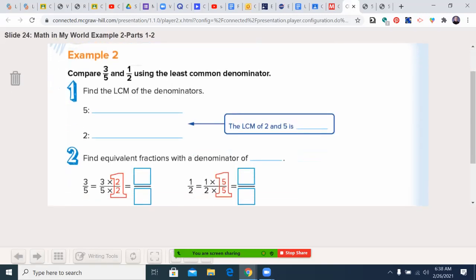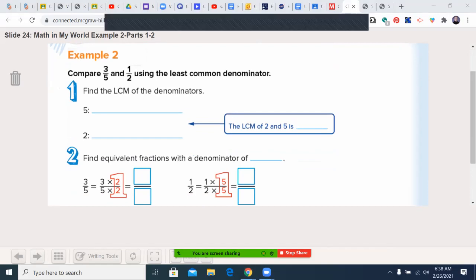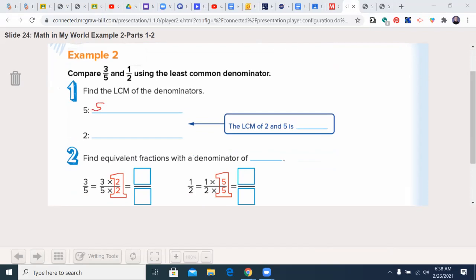All right, example niche. Compare 3/5 and 1/2. If you're really good with your fractions or your multiplication, you probably already know that this is going to be a 10 because it's going to go 5 times 1, 5 times 2. All multiples of 5 end in 5 or a 0. And you can see that in 5 times 3, 5 times 4. See 5, 0, 5, 0. And it's going to keep on keeping on.